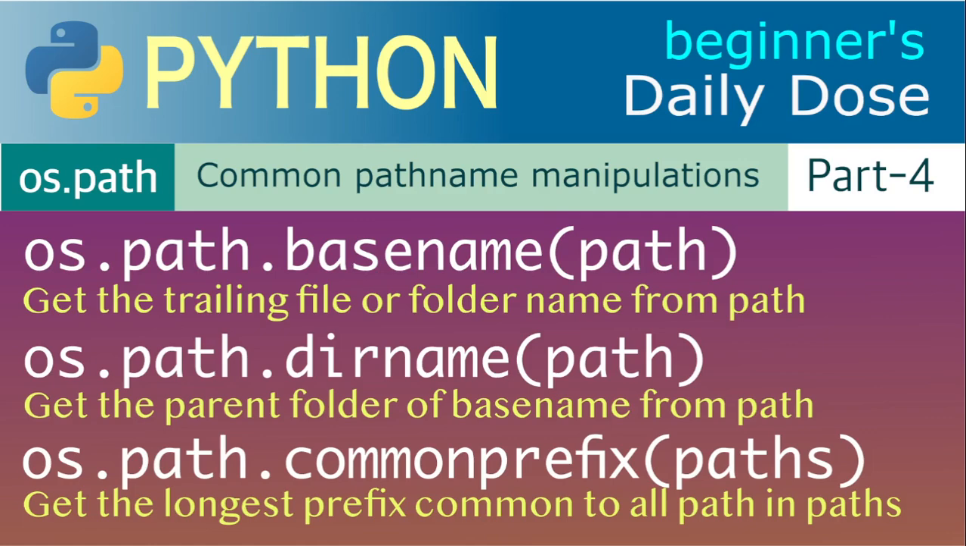In this part 4 video, I will discuss 3 functions. The first is basename, which takes a path argument. The second function is dirname, which also takes a path argument. And the third one is commonprefix, which takes a sequence, a list of paths.